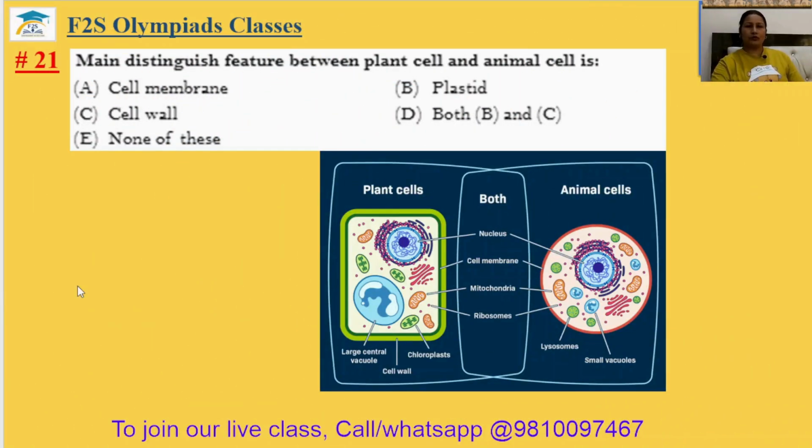Grade 8 Silver Zone Comprehensive Book, Chapter 5, Cell Structure and Function. Video part 2, question number 1. Main distinguished feature between plant cell and animal cell is. So cell membrane is present in both of them, plant cell and animal cell both. Plastid is present in only plant cell. Cell wall is present in only plant cell. Okay, you can see here. And so answer will be both option B and C. So 21 answer is D.